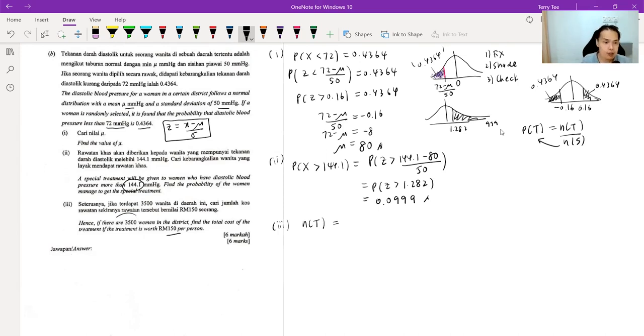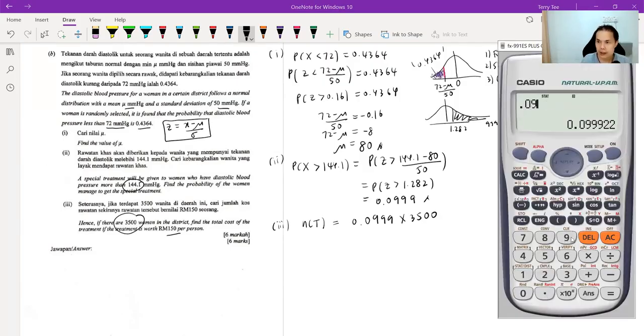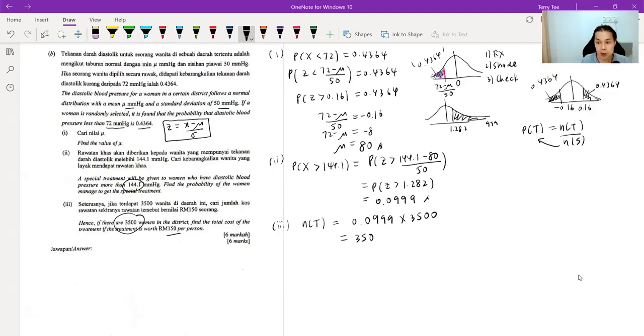So to find the number of people who get the treatment, I need to take the probability multiplied by NS. NS is the size. Yeah, how many people here? 3,500. So we can take 0.0999 multiplied by 3,500 people. Okay, take this up, 0.0999 times 3,500. Okay, I got 349.65. We have to round off to 350. Yeah, your number of people must be a whole number. We take the nearest integer. So there are 350 people who will undergo the treatment.